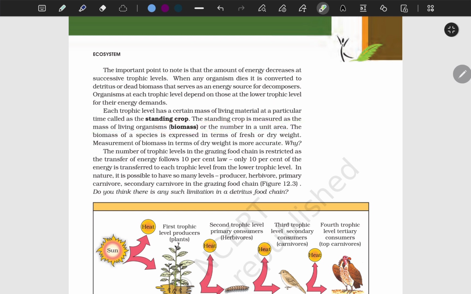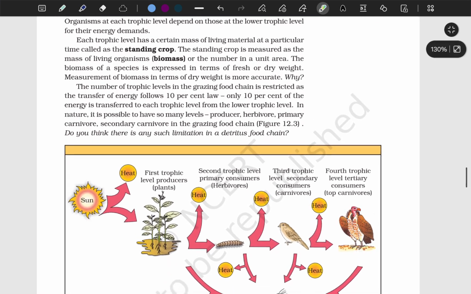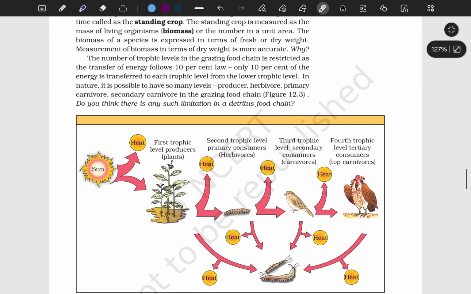So the biomass of a species is expressed in terms of fresh or dry weight. Measurement of biomass in terms of dry weight is more accurate. Why? Because dry weight does not change with the moisture content. The number of trophic levels in the grazing food chain is restricted, as the transfer of energy follows the 10% law. Only 10% of the energy is transferred to each trophic level from the lower trophic level. This is known as the Blackman law.